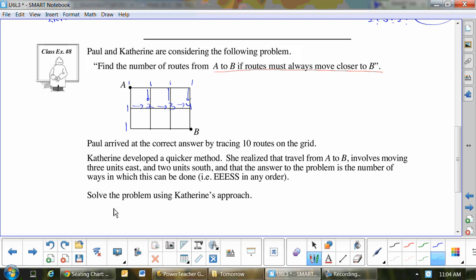Okay. Now, how many ways to get right here? All you do is you take this, and you get 3 there. Here is 3 plus 3 is 6. 6 plus 4 is 10. There's 10 ways to get there.